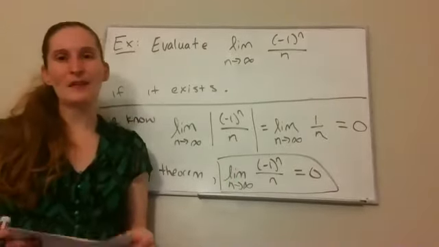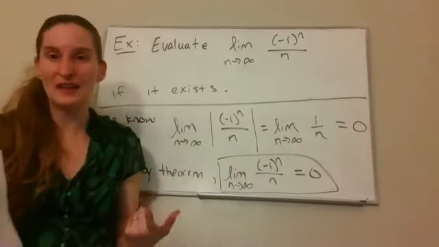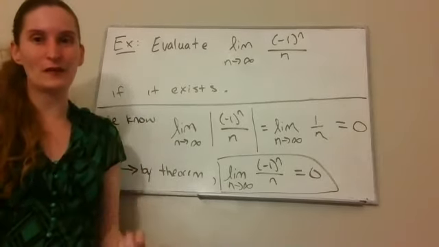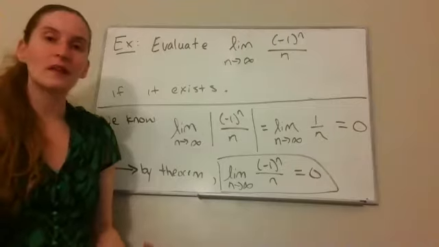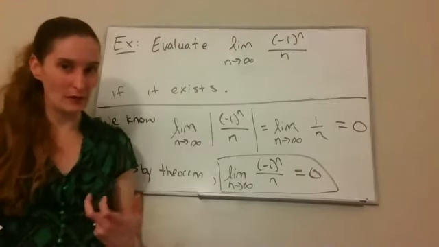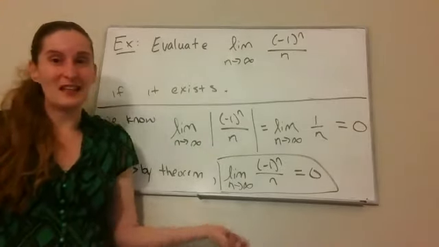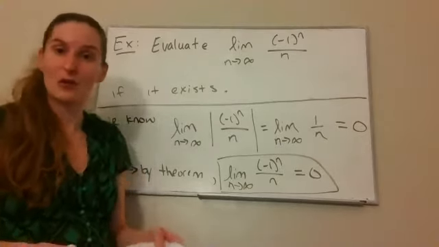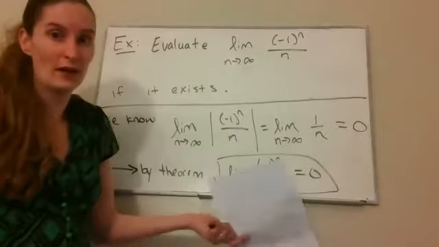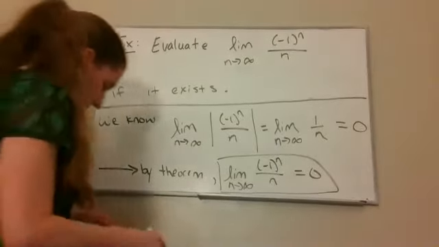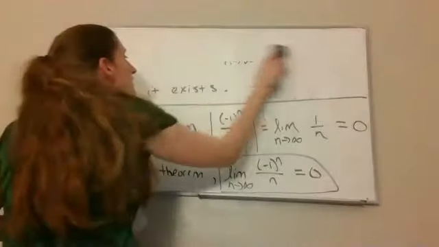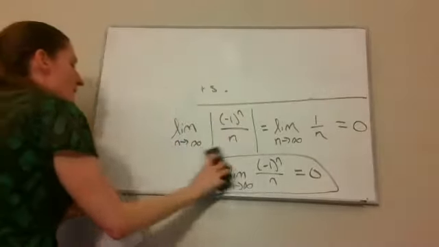Notice though that that theorem did not say anything about if the limit of the absolute value is anything other than 0. It only works if the limit of the absolute value equals 0. If it doesn't, then you've got to try something else to figure out if your sequence converges to 0 or converges to whatever. All right, let's have another theorem.